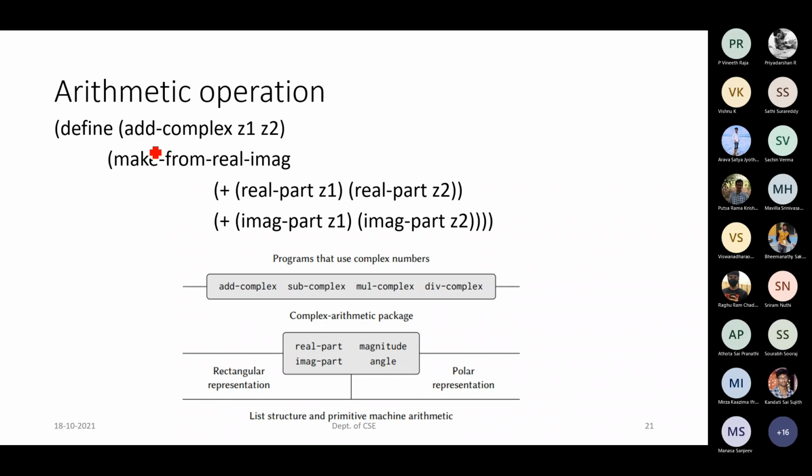So let's see with respect to the hierarchy how we have defined it. If you see here, at the lower end, we have the complex number represented in the rectangular form or polar form. Based on the format, we have defined all the procedures related to it. That is, all the selectors, like real part, imaginary part, and all the supporting procedures have been defined. By using these procedures, we can generate any type of packages.